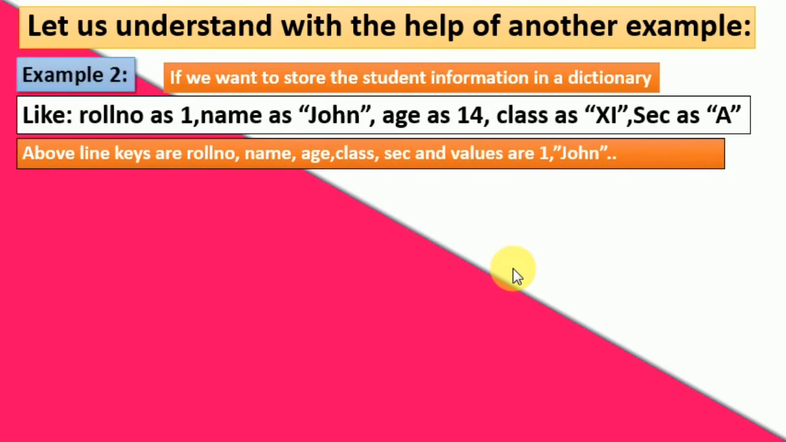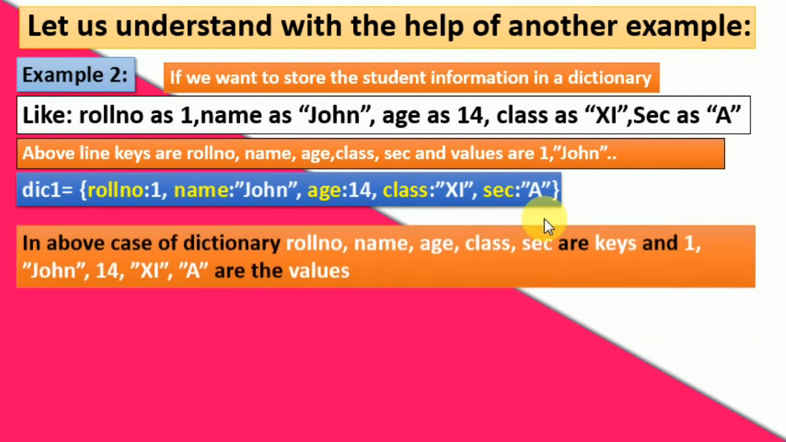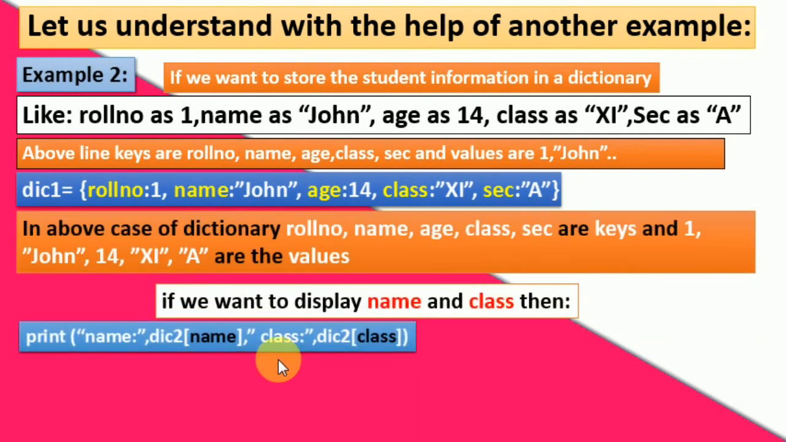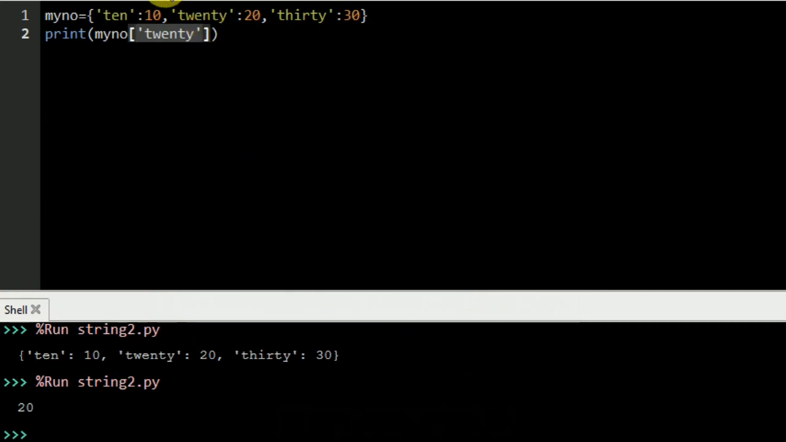Here it is again. Now one more example. What is that example? I am storing the information about a student in a dictionary. Roll number 1, name John, age 14, class 11, section A. Here it is: the dictionary equals roll number, name, age, class and section. I have not put the single quotes, but you have to put the single quotes also. If I need to display it, I'm going to use the name and class, and it's going to give me the answer. The single quotes are missing. I'm going to show you practically here when I move to the next part.